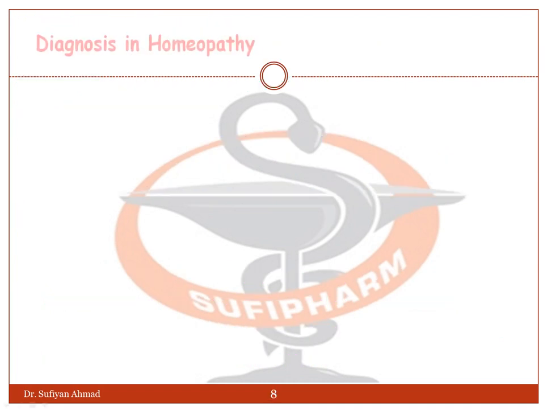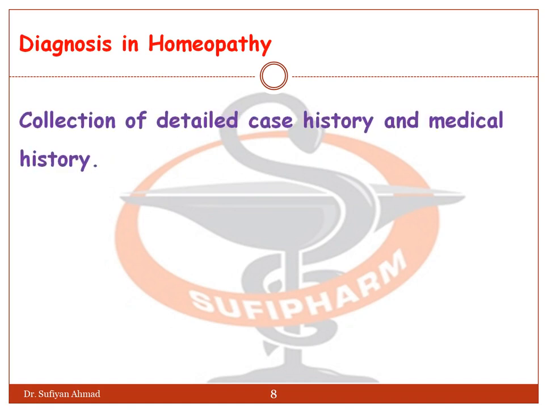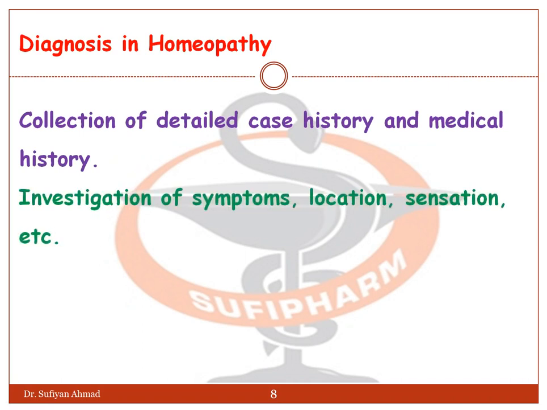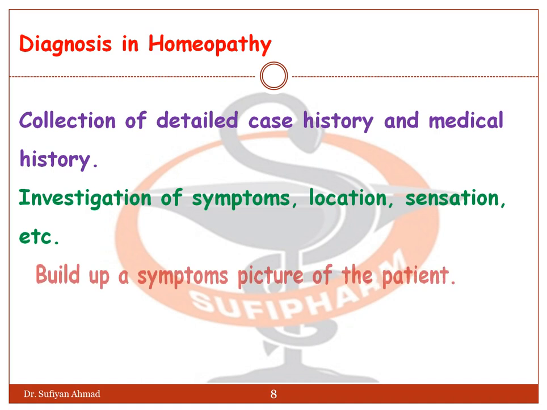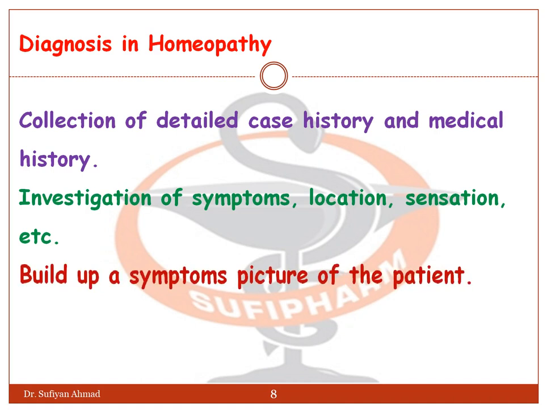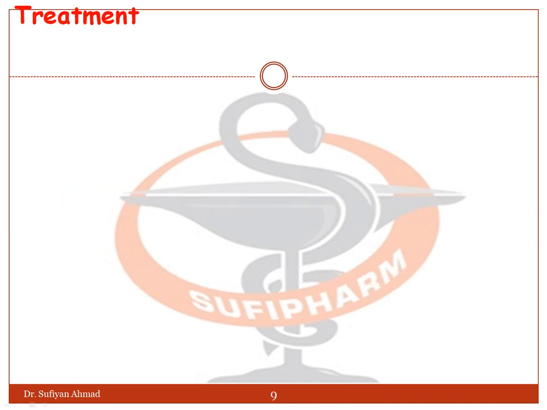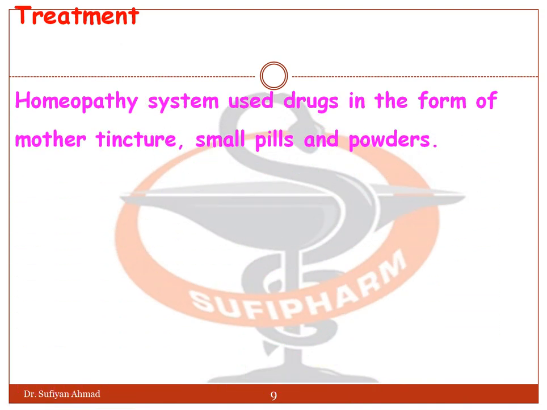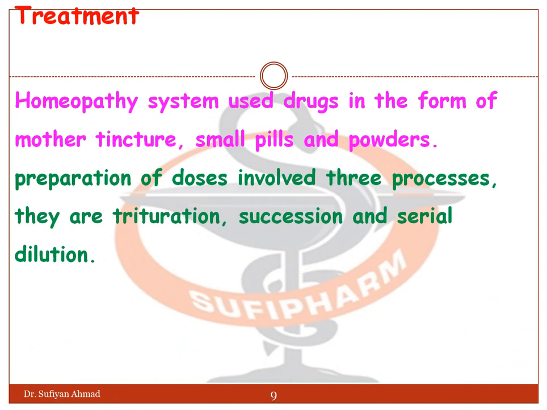Diagnosis in homeopathy: collection of a detailed case history and medical history, and investigation of symptoms, location, sensation, etc. This builds up a symptom picture of the patient. The treatment: the homeopathy system uses drugs in the form of mother tincture, small pills and powder. The preparation of doses involves three processes. They are trituration, succussion and serial dilution.